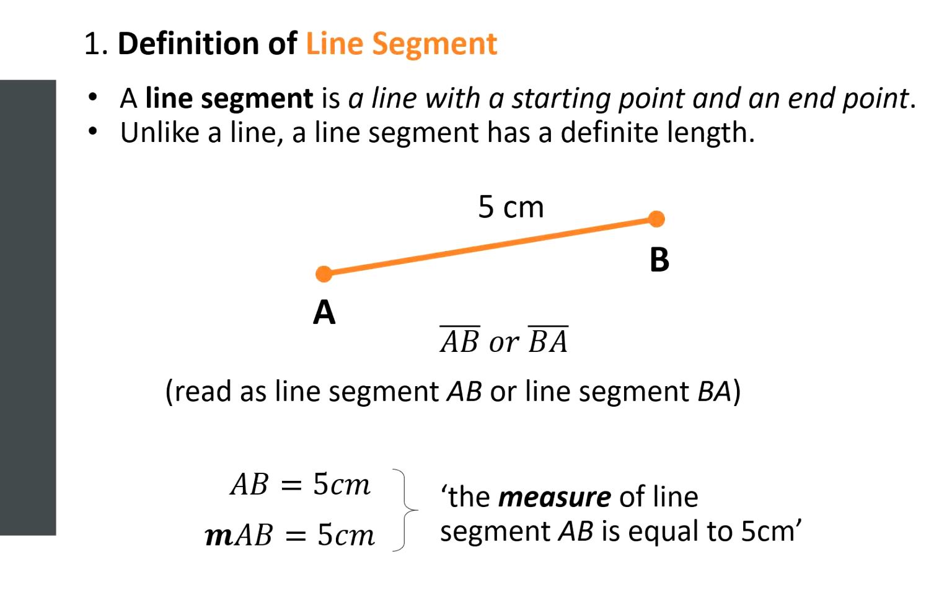Or, pwede mong gamitin yung may M. M stands for measure. So, yung measure ng line segment AB is equal to 5 cm. So, ito yung paraan kung paano natin i-represent yung measurement ng ating line segment.